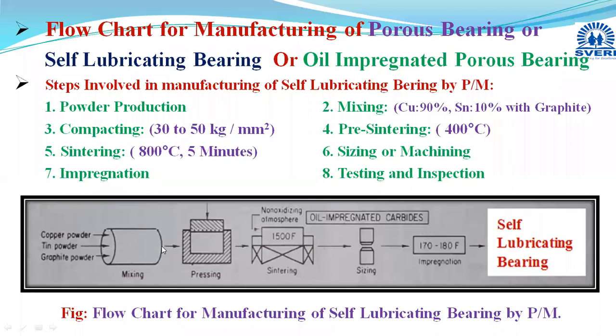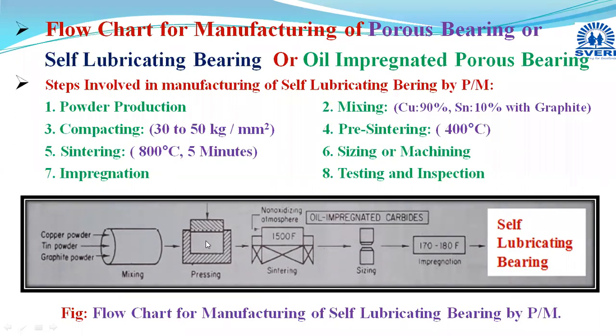And after this, we are moving to the second stage. This is the flow chart, and the second stage is pressing. This is the symbol for the pressing or compacting stage. This is the die cavity, and this is the punch, and we are applying pressure. Here you have to mention the compacting pressure value.